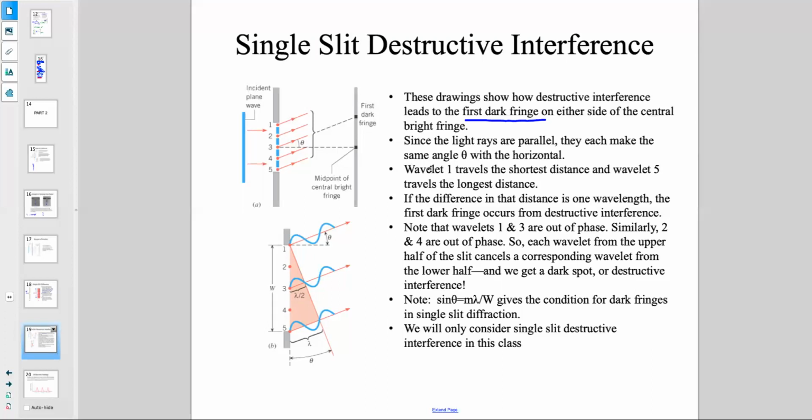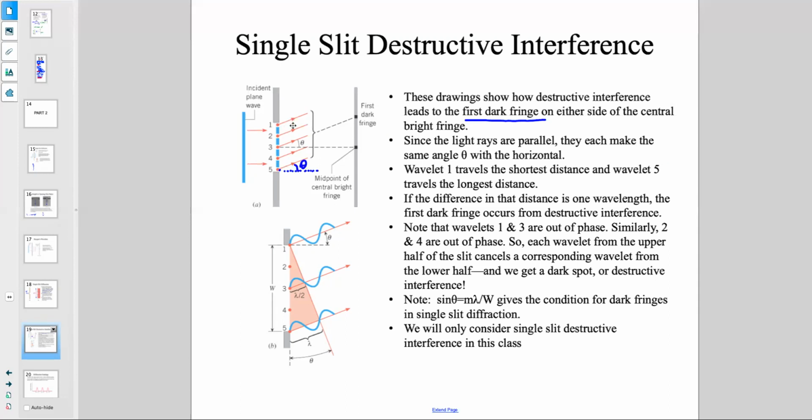Since the light rays are parallel, all of these light rays are parallel, okay? They each make the same angle theta with the horizontal. So in other words, if the central one with respect to this dashed line is making an angle of theta, then this one is also making an angle of theta, this one is also making an angle of theta. All of them are making the angle of theta with respect to the horizontal or dashed line. So this is also theta, okay?